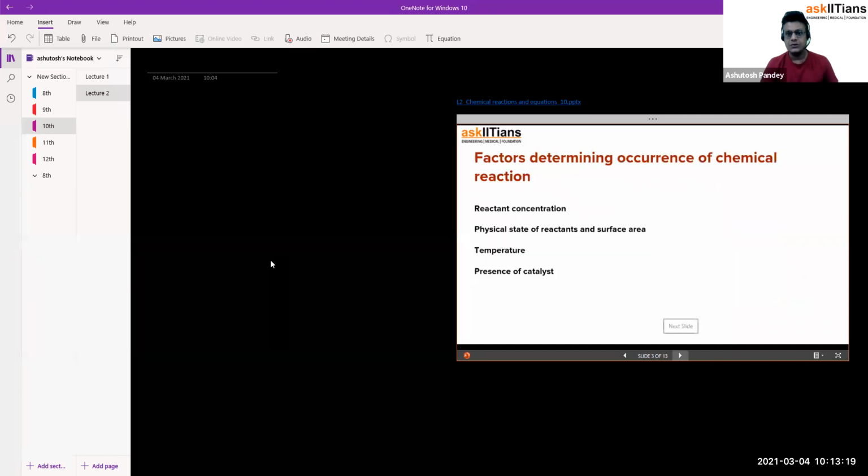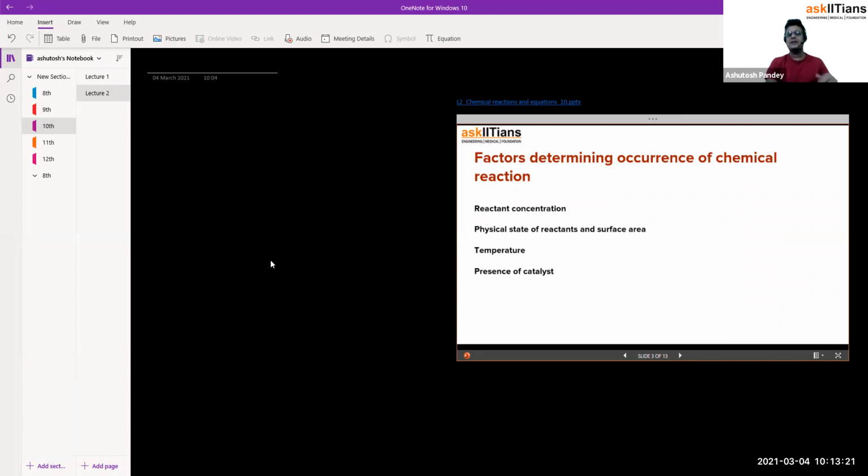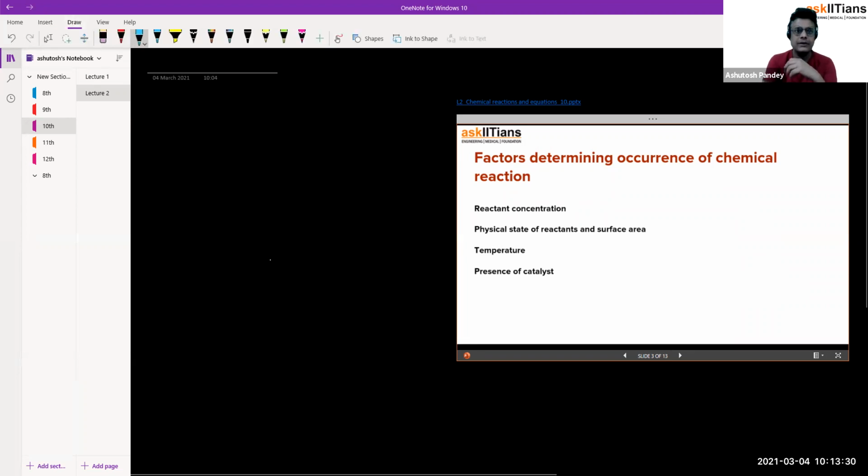Let's start. So, first thing is factors determining occurrence of chemical reaction. As we have already seen, a chemical reaction occurs when two reactants come closer. So if we have a reactant A and reactant B, let's say, then both are going to combine or interact with each other to form C plus D plus E. Like this we can write the general chemical reaction.